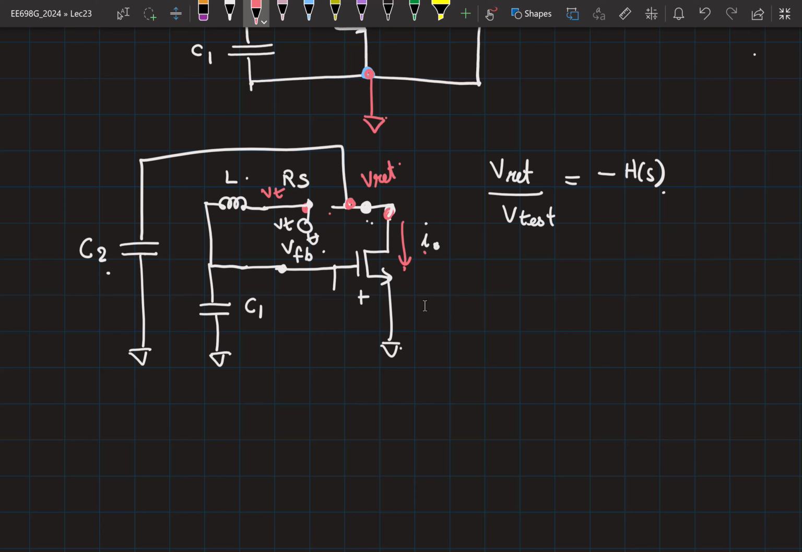Some other question? It is feasible to, yeah. So generally we prefer to break the loop at the high impedance node. There is more nuance to this discussion, but this is a good rule of thumb to remember.